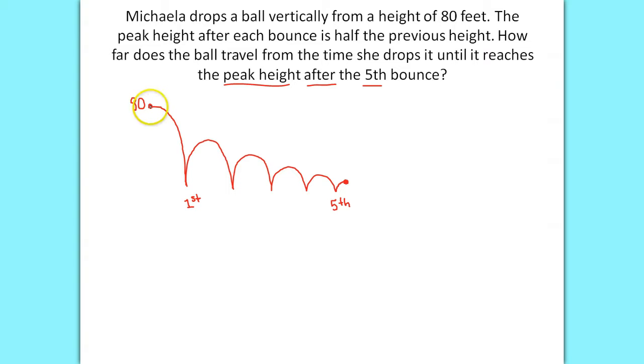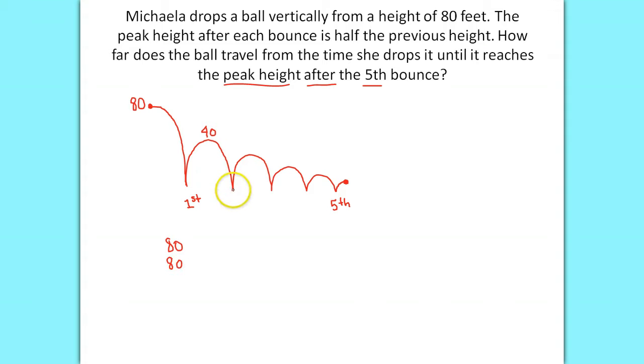So if you have 80 feet, and we're just looking for how far the ball travels, let's just trace the path the ball takes. This is going to be 80. So we have 80 feet that the ball has gone. And then we know that from this bounce to this height is 40 feet. So the ball from here to here is 40 feet, and then back down is another 40 feet, which is another 80 feet.